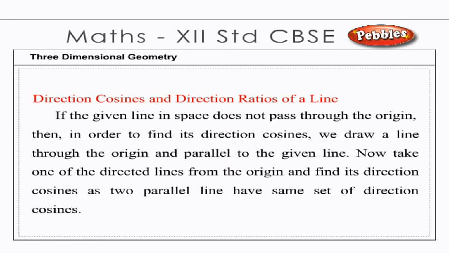Direction cosines and direction ratios of a line. If the given line in space does not pass through the origin, then in order to find its direction cosines, we draw a line through the origin and parallel to the given line. Now, take one of the directed lines from the origin and find its direction cosines, as two parallel lines have the same set of direction cosines.